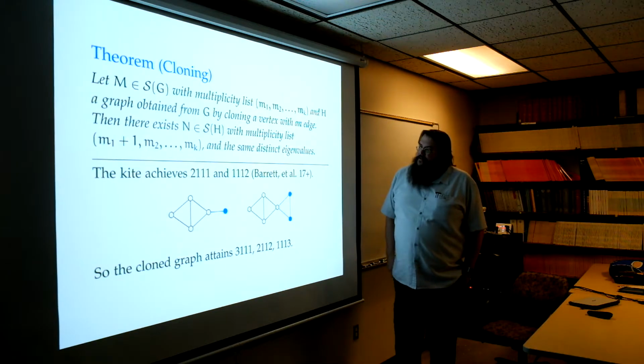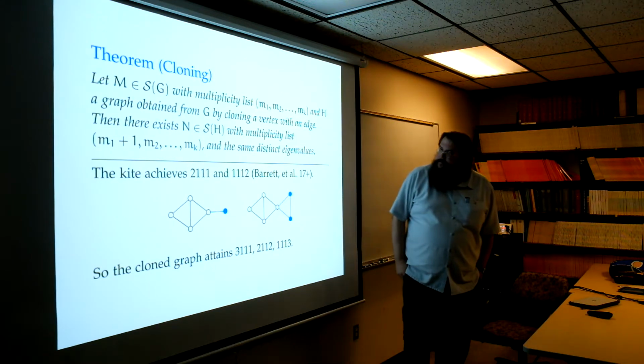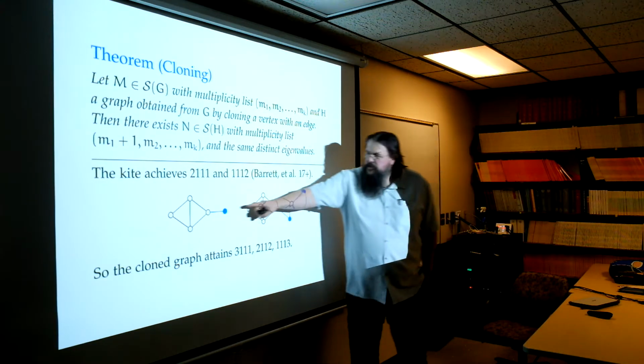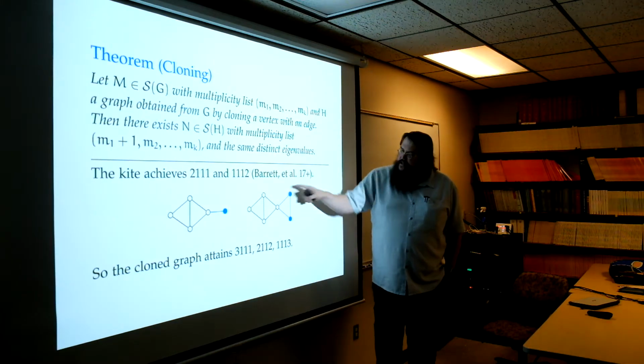The kite we know achieves 2, 1, 1, 1 and 1, 1, 1, 2. That follows from the Barrett et al. paper. And so we can say, look, here's this kite. Clone the little tail of the kite with an edge, and you get this graph.